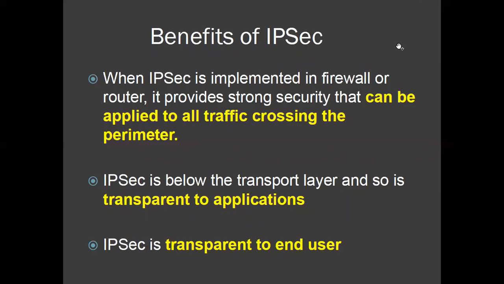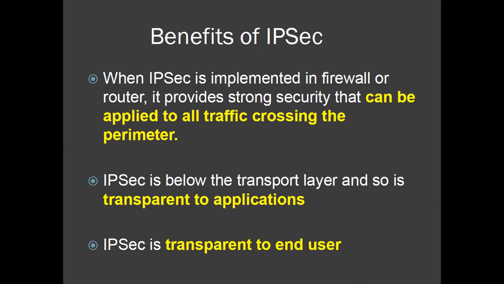Now let us see what the benefits of using IPsec are. When IPsec is implemented in a firewall or in routers, it provides strong security that can be applied to all the traffic crossing the perimeter. Traffic within a company or a work group does not incur any extra overhead of security-related processing. Then, IPsec in a firewall is resistant to bypass if all traffic from outside must use IP and the firewall is the only means of entrance from the internet into the organization.